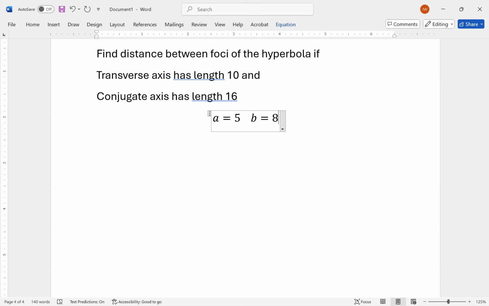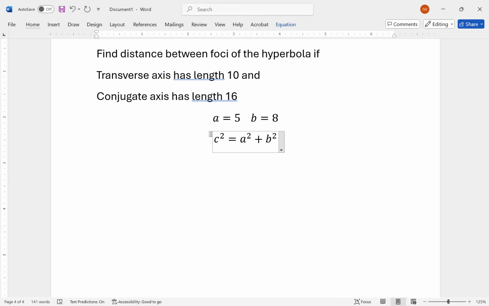So a is 5. Now, we aren't asked to find the equation for this. And that's kind of good because this doesn't tell us if we're centered at the origin or not. It doesn't tell us whether our hyperbola is pointing up and down versus left and right. But it's only asking for the distance between the foci. I can find that in this example by utilizing the formula for C in a hyperbola.